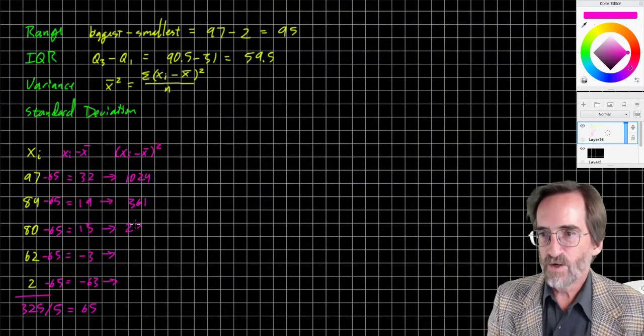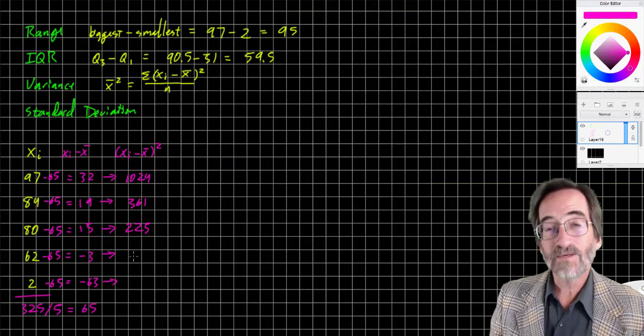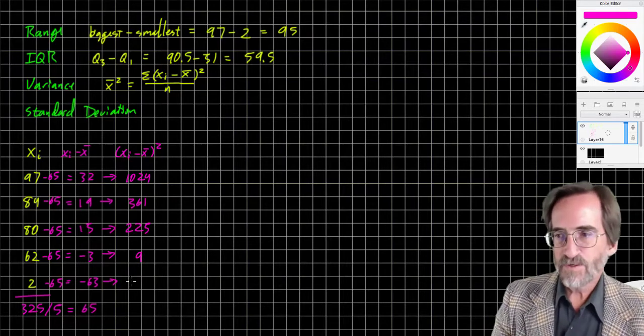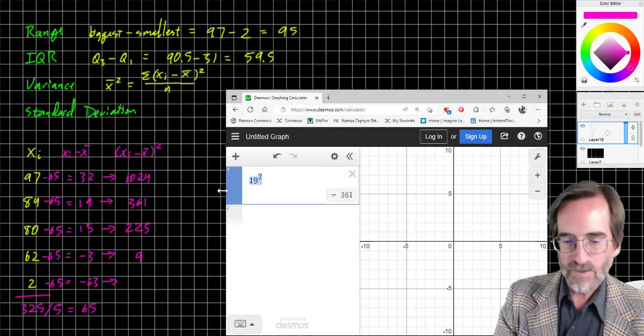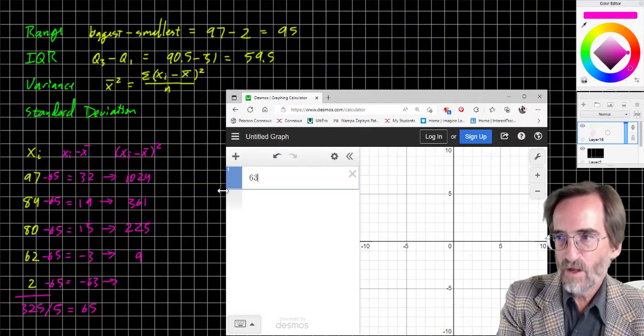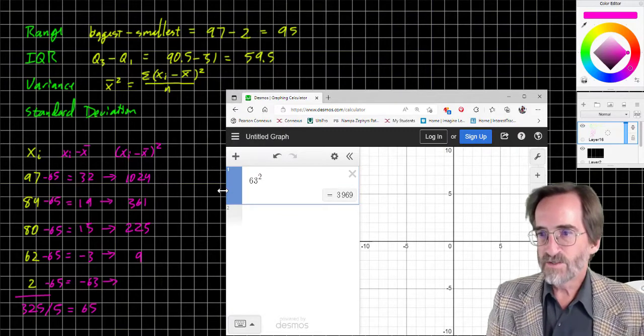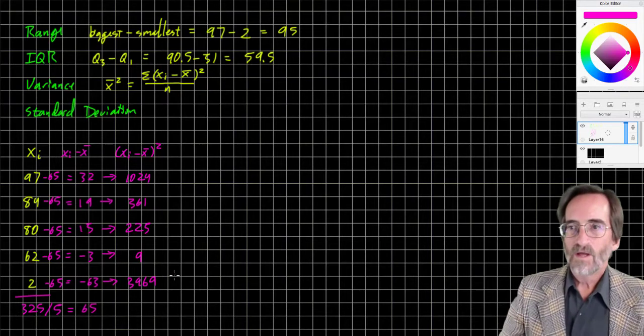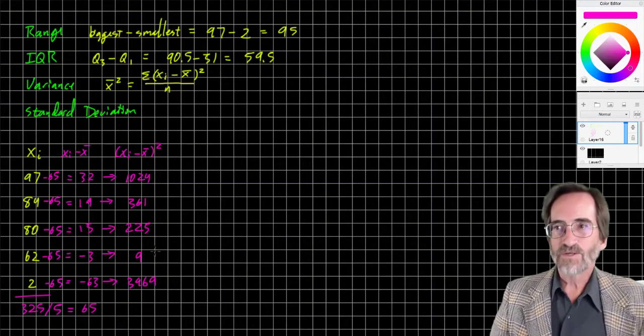15 squared, 225. 3 squared. Negative times negative is positive, so you notice all the negatives are gone. 63 squared. Okay, 3969. Okay, and now we do the average of these, right?